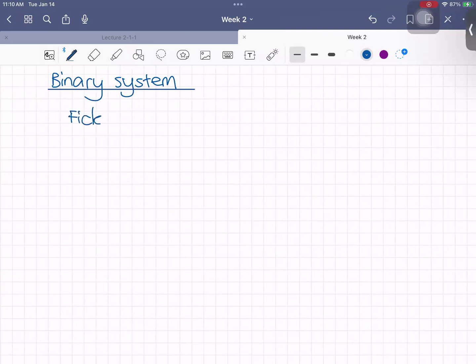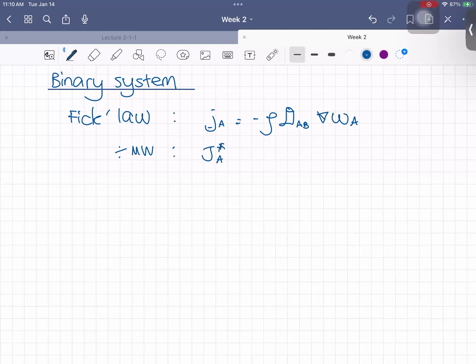We are going to use Fick's law equation, J_A, which is equal to rho diffusivity del omega A. Omega is actually the mass fraction. And if you divide it by molecular weight, same thing. The J_A here, which is the diffusion term in molar form, will be equal to total concentration times diffusivity, or diffusion coefficient, times del X_A.